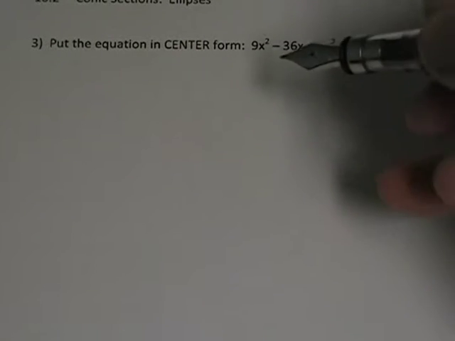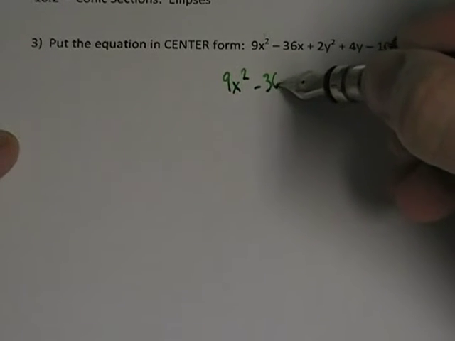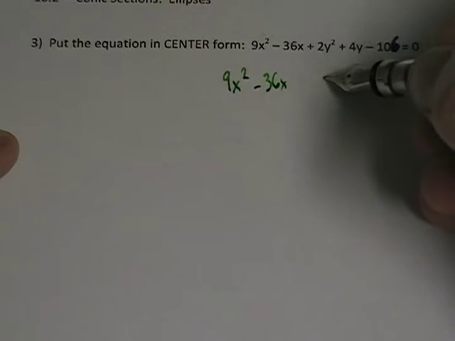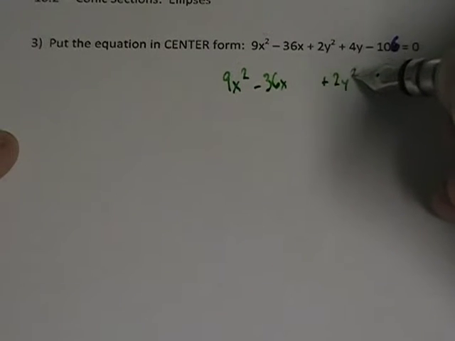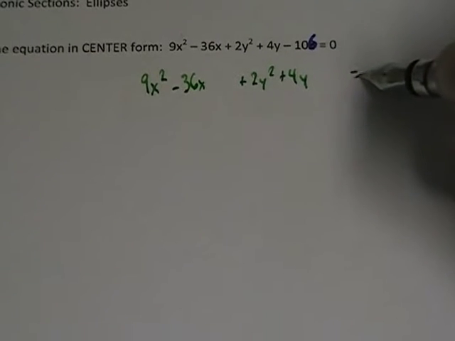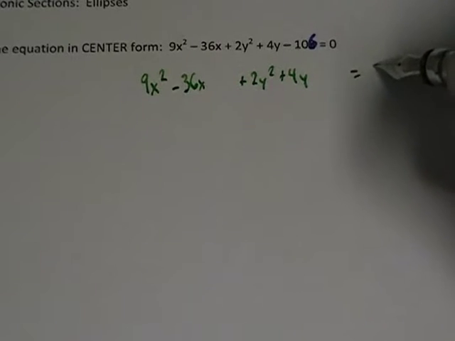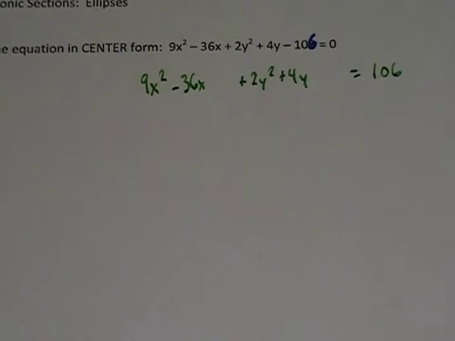So we're going to say 9x squared minus 36x, and then here I'll say plus 2y squared plus 4y, okay? And then we're going to set that equal to, so we're going to take this negative 106, we're going to move this over and make it positive 106, okay? So we've got this broken up.